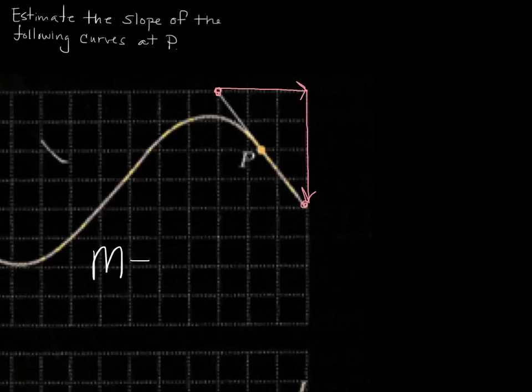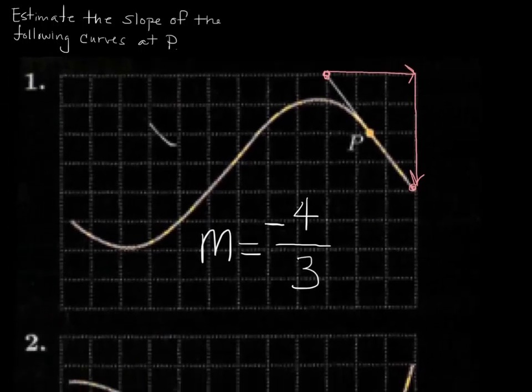which I'll call m since typically we use that for slope, the rise, which is negative 1, 2, 3, 4, over the run, which is 1, 2, 3, and I have negative 4/3. And that's our answer. Let's go ahead and move on to number 2.